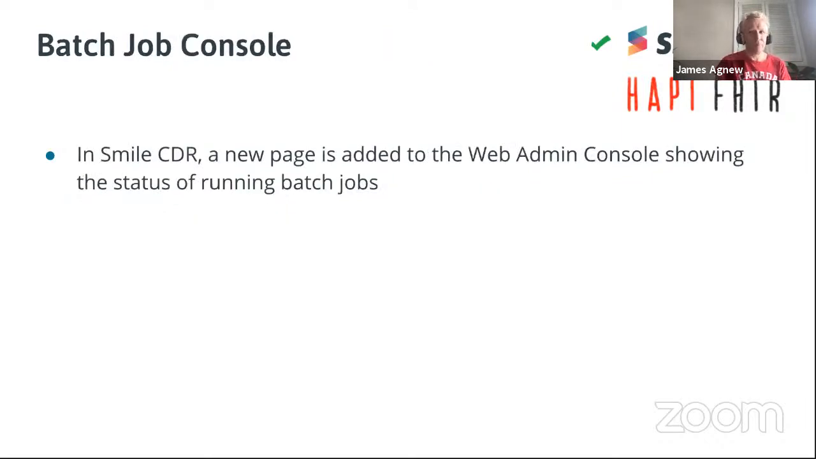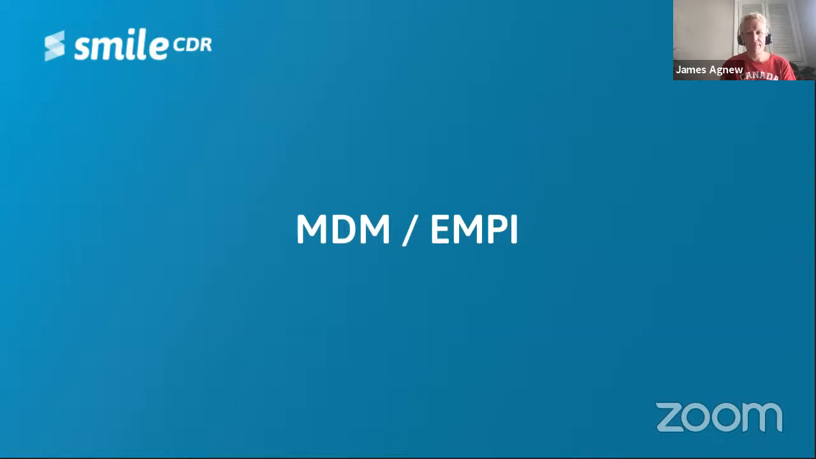Pretty cool stuff. And then finally, on the batch front, if you are a Smile CDR user, we've now got a little console in the web admin console. So there's a page in there that actually lets you see progress on batch jobs. And as we add more and more of them, I think this will become quite useful to anyone that wants to see how their batch jobs are doing, including the delete expunge that I just spoke about.